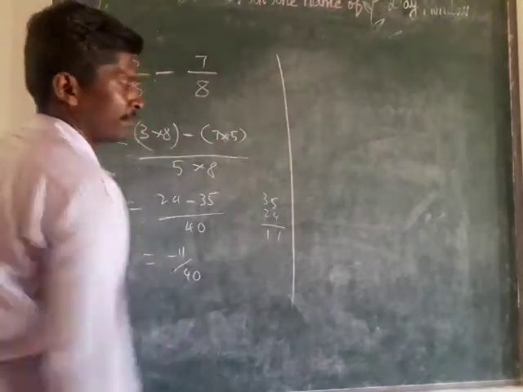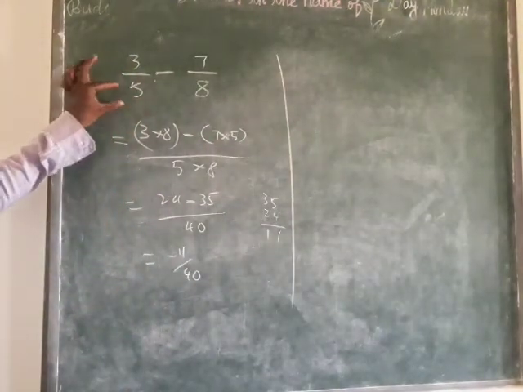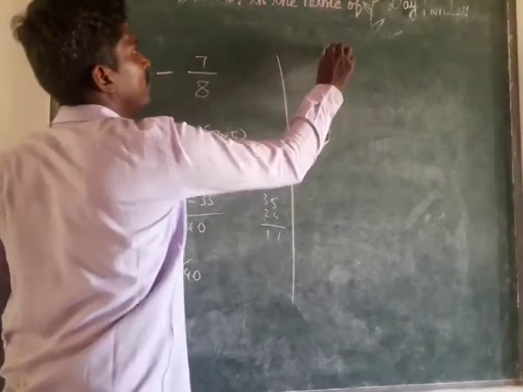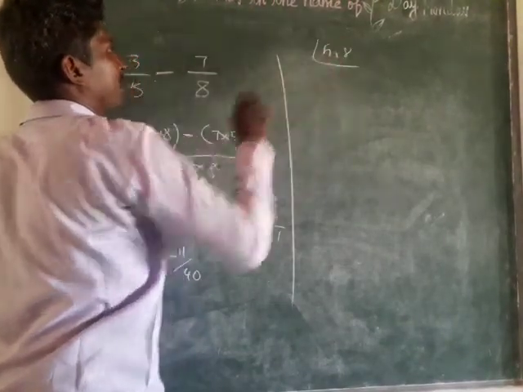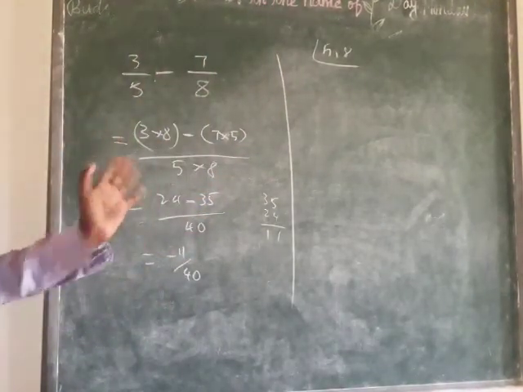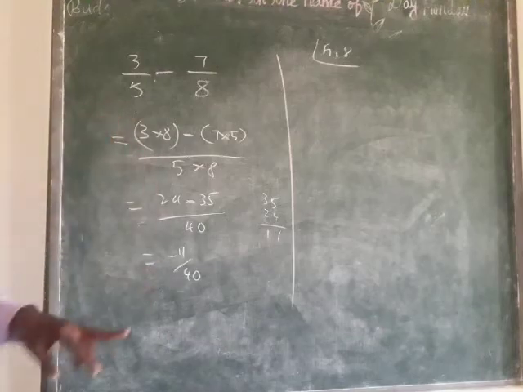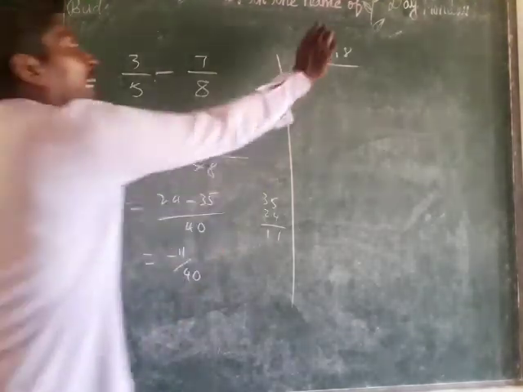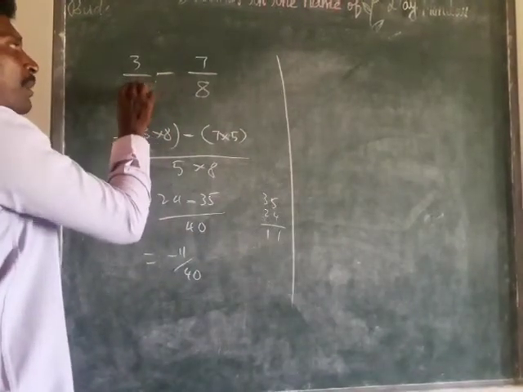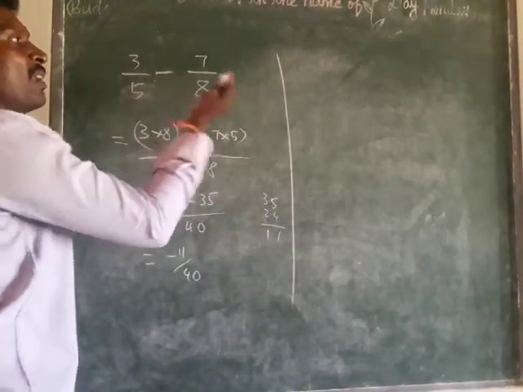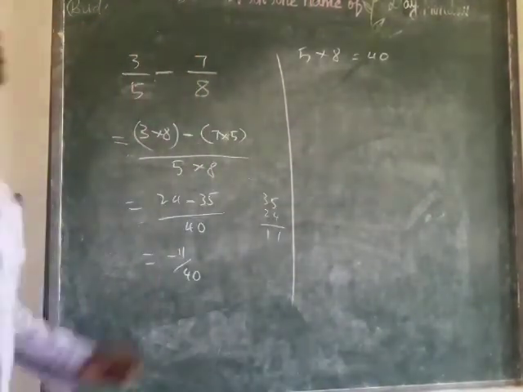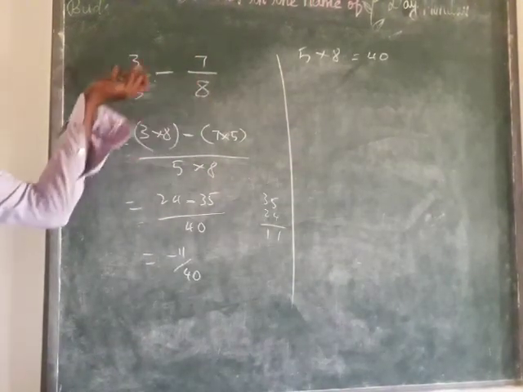What is the LCM? The LCM makes the denominators the same. So take 8 and 5. 5 is a prime number and 8 is a composite number. What is the common multiple of 5 and 8? 40. So 5 8s are 40. Our aim is to change the denominator to 40 for both fractions.